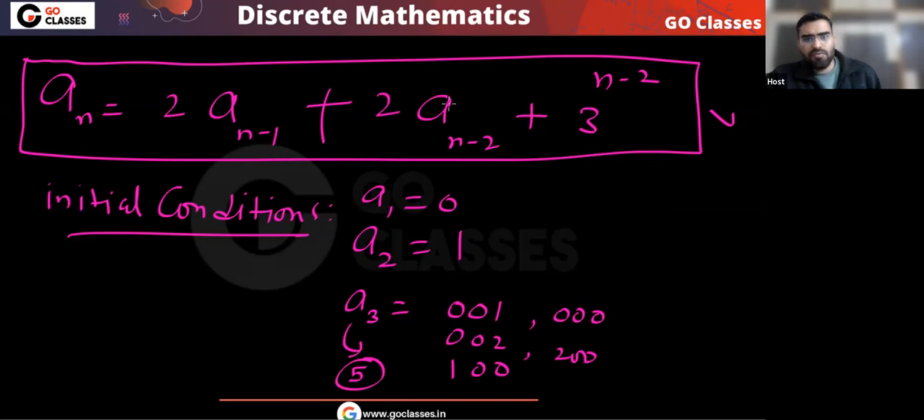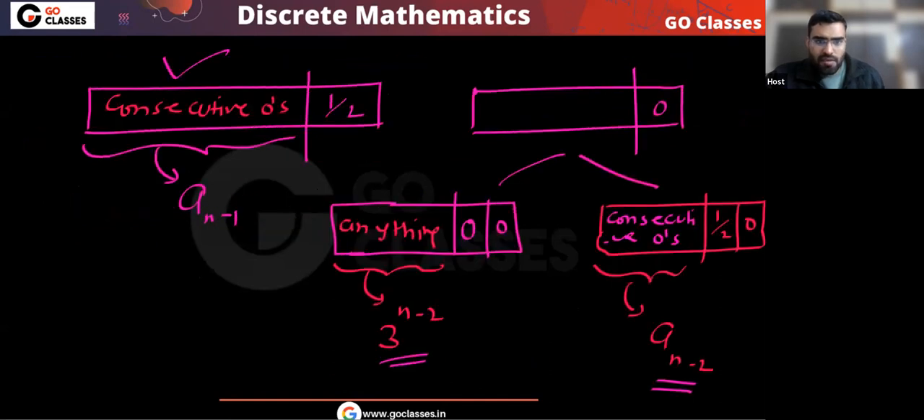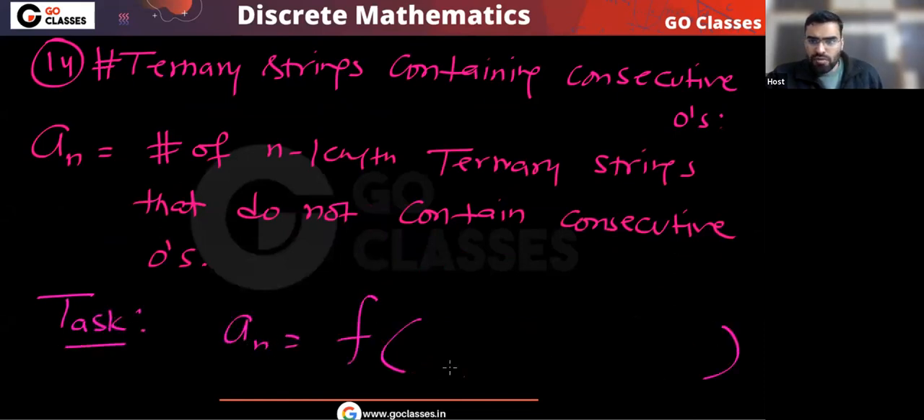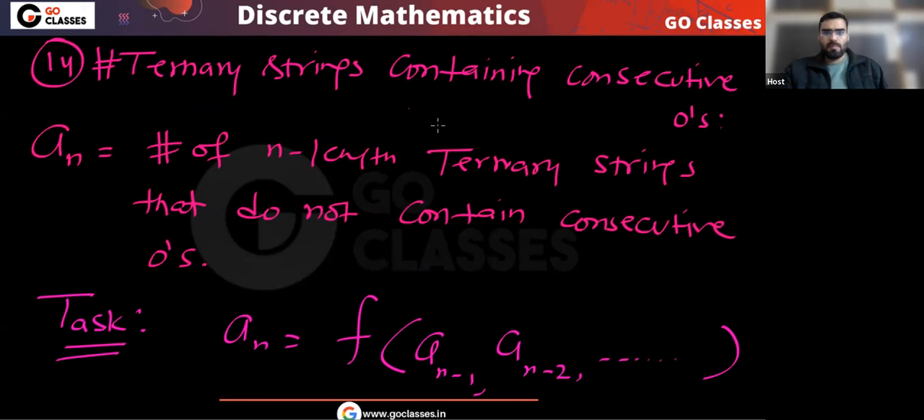We are writing the recurrence relation. Soumya, we are not finding any answer here. Basically, we are writing an. Our task is to write this an in terms of the previous terms.